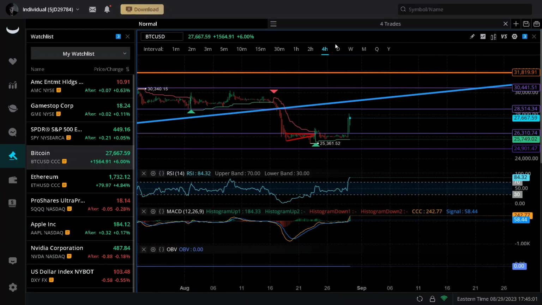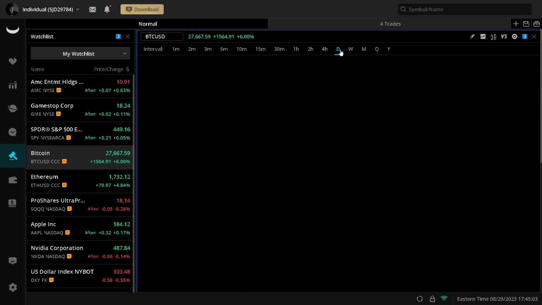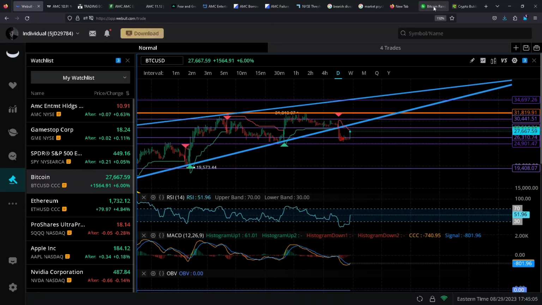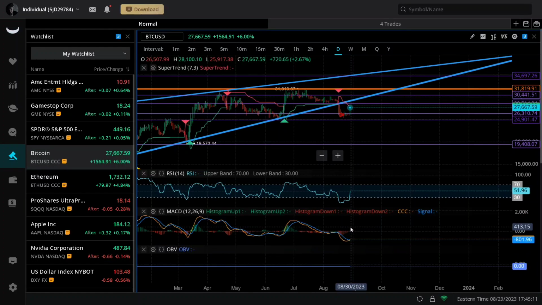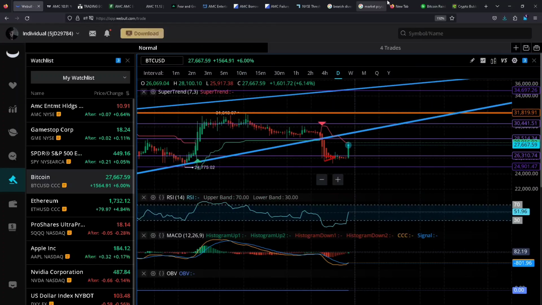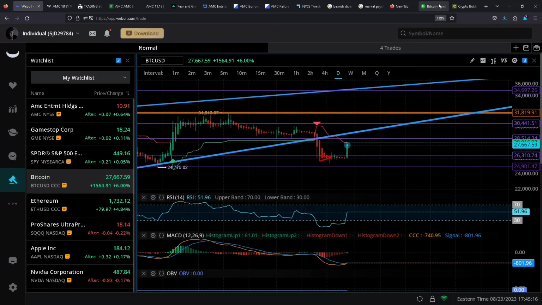It did just print a fresh buy signal on the 4-hour. So Bitcoin is looking good, in my personal opinion. I do apologize, it's just the 4-hour time frame. The daily time frame has not printed yet, but the MACD has flipped for a bullish candle on BTC.